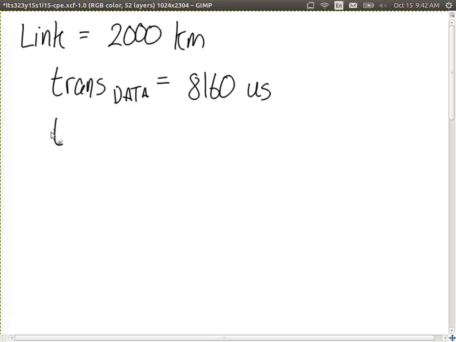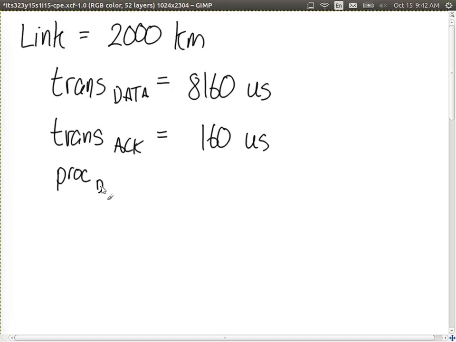And the transmission delay of the ACK? Again, it doesn't change from the previous example. So those are on the handout. Processing delay is still 1 microsecond. I'll say the processing at B.